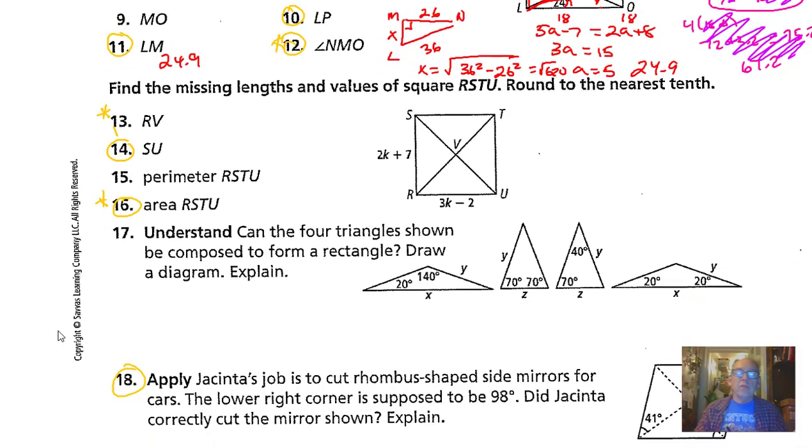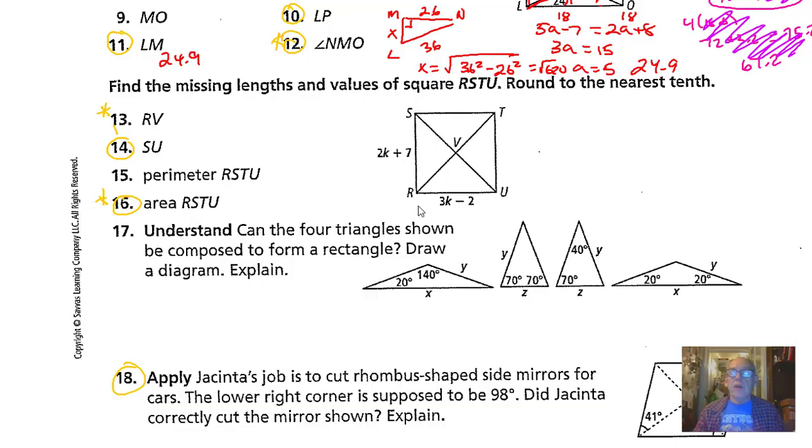Okay, let's look here at number 13. Find the missing values. Now here we have a square, so all these sides are congruent, and we can pretty easily figure out what K is. Since these two sides have to be congruent, we can set the expressions equal to each other. Take away 7 from both sides, take away 3 from both sides, minus K equals minus 9. Opposite of both, K equals 9, which means that we have 18 plus 7, which is 25. So each one of these sides is a 25. You can check it: 3 times 9, take away 2, also is 25.